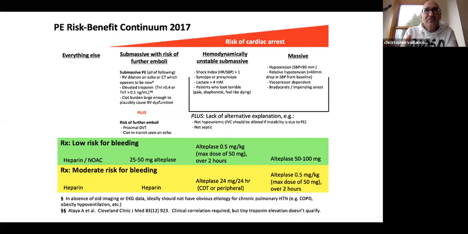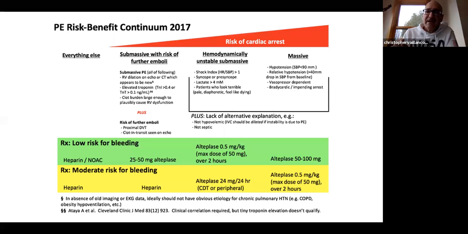Anything below intermediate high risk pulmonary embolus, 95, 98% of them are going to do just fine with heparin or NOAC or whatever you want to do. It's the ones with RV dysfunction and positive troponins that you should be a lot more concerned about, especially if they have a DVT. Those patients we know are a little bit more high risk. You should consider maybe thrombolysis for those patients.